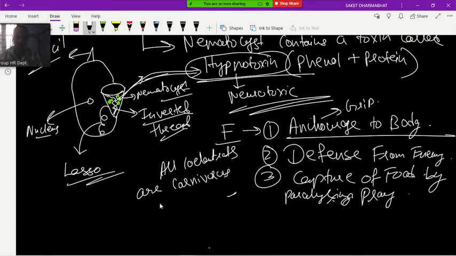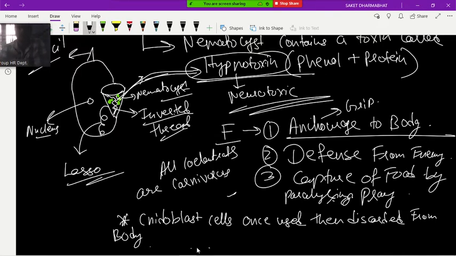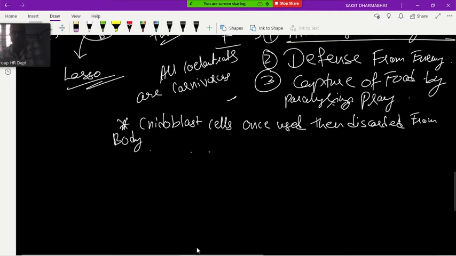Okay, so nidoblast cell can be used only once. Nidoblast cells, once used, are then discarded from the body. You know, a memory card, if you are putting it inside the mobile, that is carded. If you take out the memory card, that is discarded. Clear or not? Like this, if the nidoblast cell is once used, then it is discarded from the body.